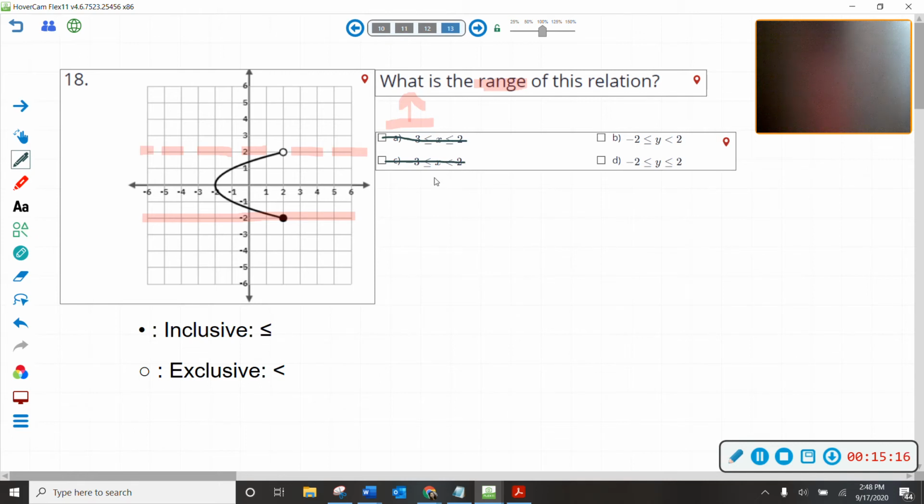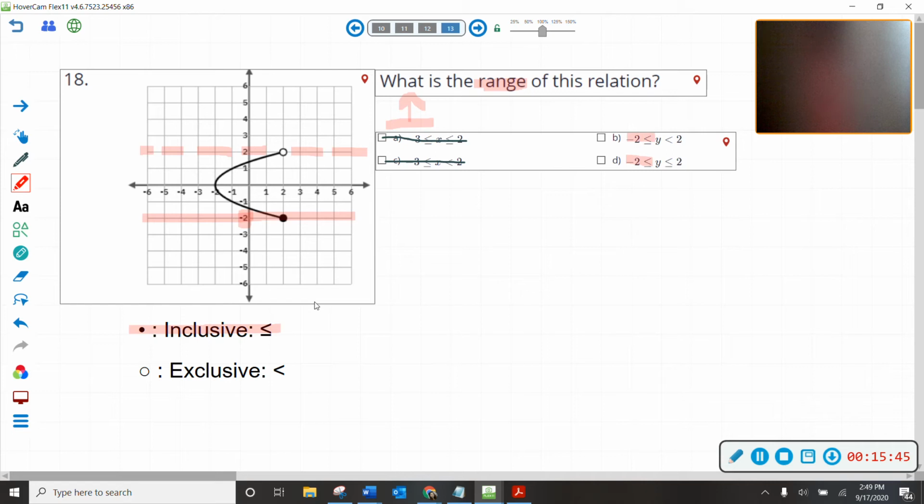Oh, D and B, they both look like they're not exactly the same. They differ right here. So let's go ahead and start with the bottom values. The bottom values, we said were solid, so that means that they are inclusive, and they're inclusive at -2. Okay, so far, both of these are correct.